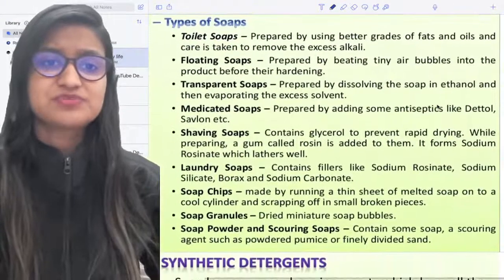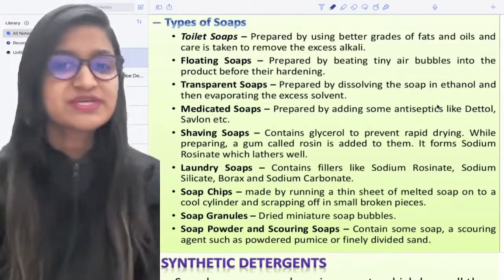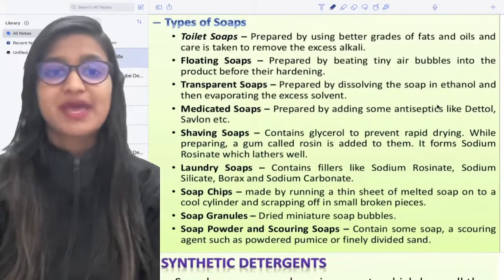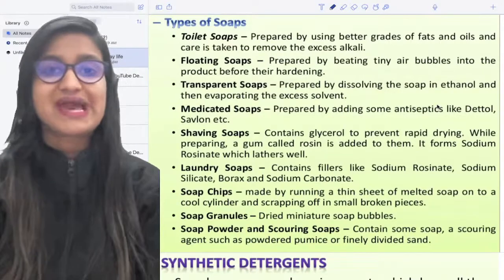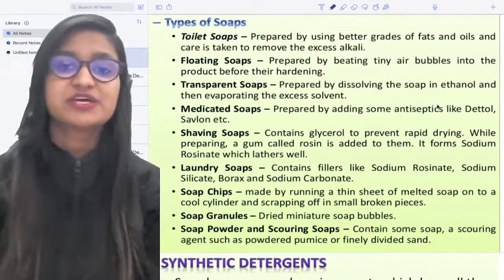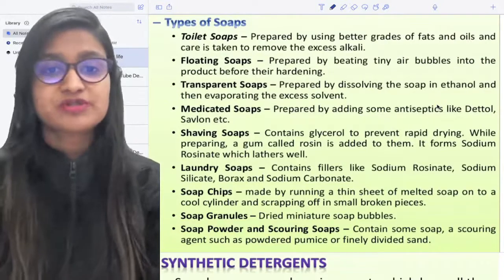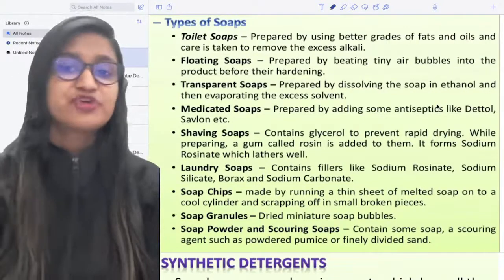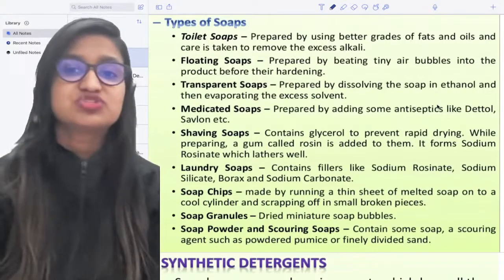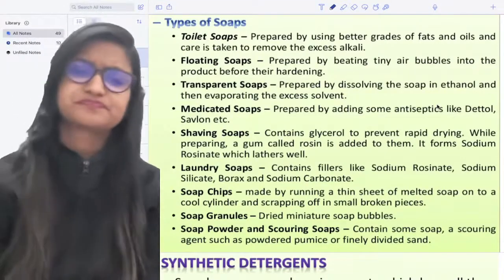Now, types of soaps, very easy. Toilet soaps are prepared by using better grades of fats and oils, and care is taken to remove the excess alkali. Then we have floating soaps, prepared by beating tiny air bubbles into the product before hardening. Transparent soaps, you must have seen, are prepared by dissolving the soap in ethanol and then evaporating the excess solvent.